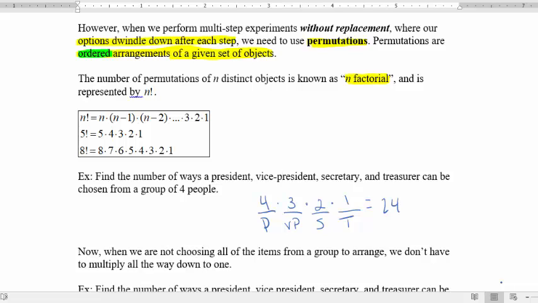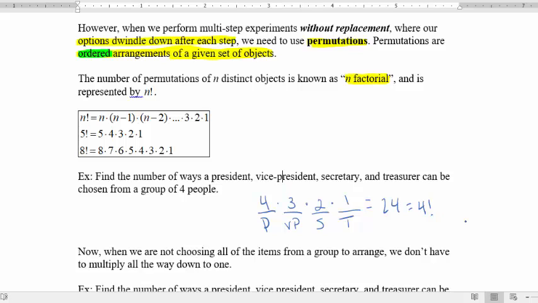So there'd be 24 ways that president, vice president, secretary, and treasurer could be chosen from a group of 4 people. And you could have just bypassed that if you had recognized it immediately as, okay, this is a permutation of 4 objects taken 4 at a time, right? So it's really just the same as 4 factorial.